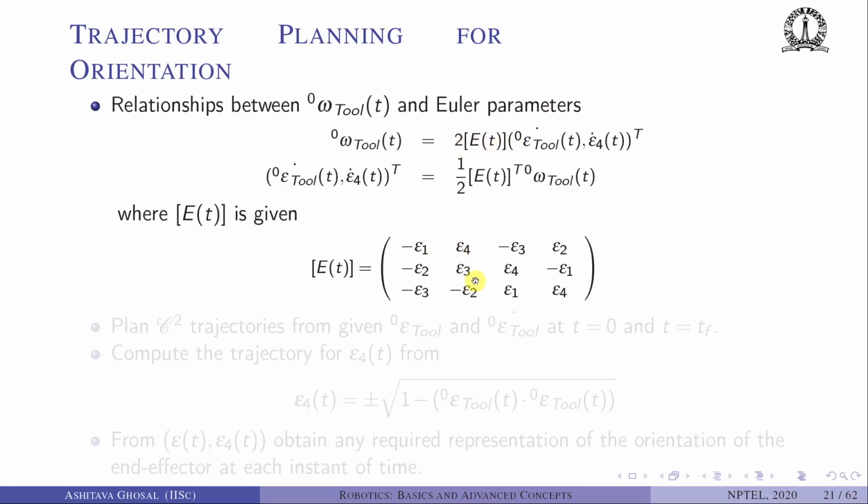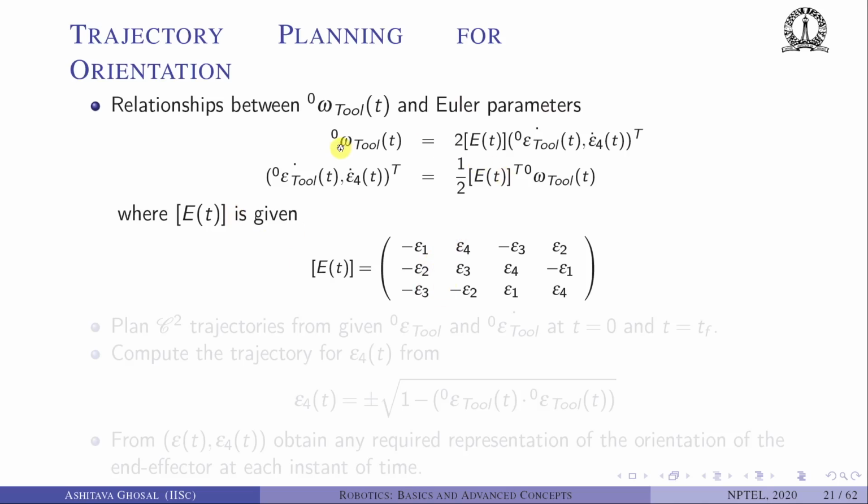Okay, E is given here below. The inverse is always also possible. So if I gave you the angular velocity of the tool, I can pre-multiply it by half E transpose and get the rate of change: epsilon 1 dot, epsilon 2 dot, epsilon 3 dot, and epsilon 4 dot. And E is a non-square matrix. So this is the interesting part.